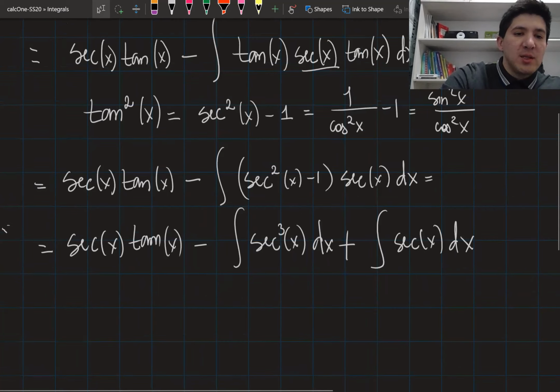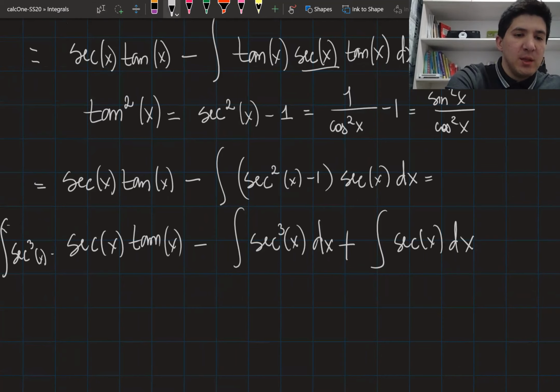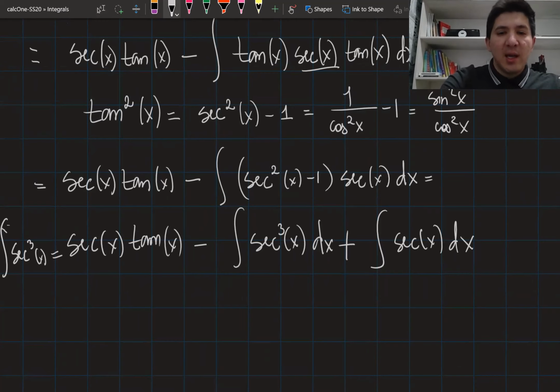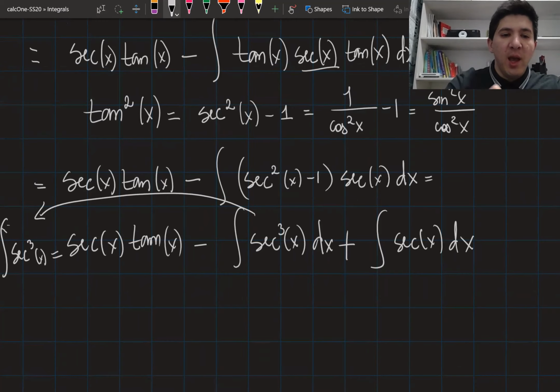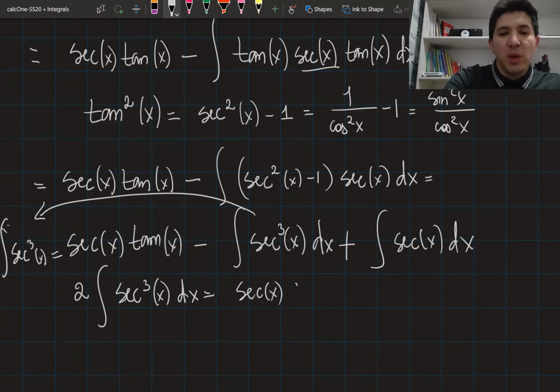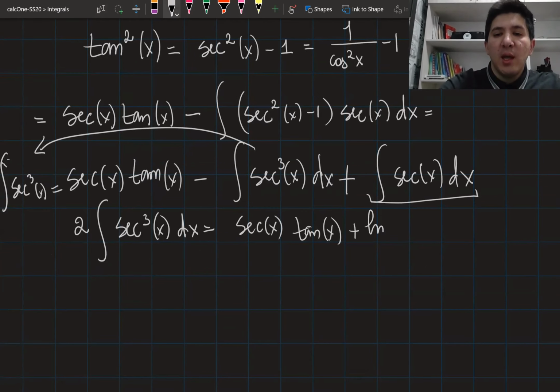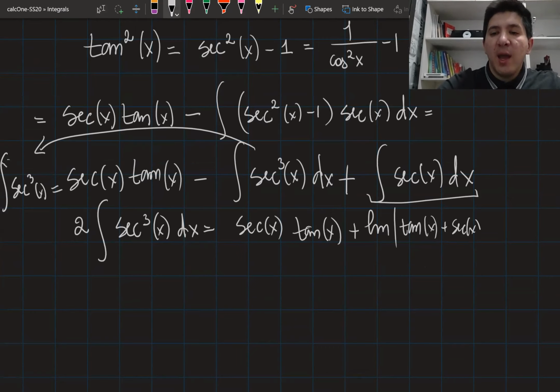So this is equal to the integration of the secant cube of x, right? So what we can do is I can just put the secant cube to the left hand side, and what I'm going to have here is 2 multiplied to the integration of the secant cube of x dx is equal to the secant of x multiplied to the tangent of x. Then we need to use the formula for the integration of the secant, which is going to be equal to the ln of tangent of x plus secant of x.